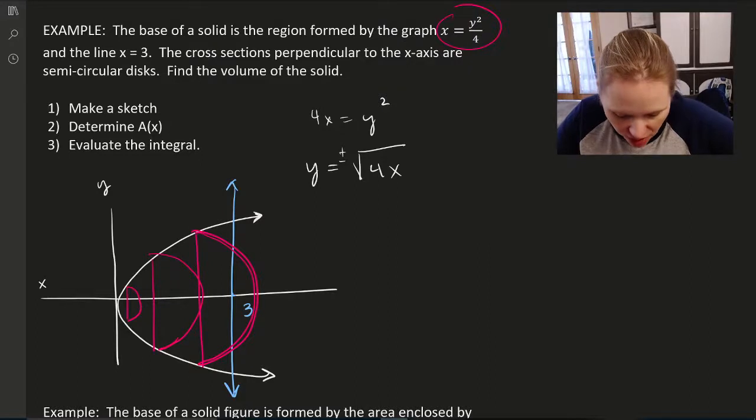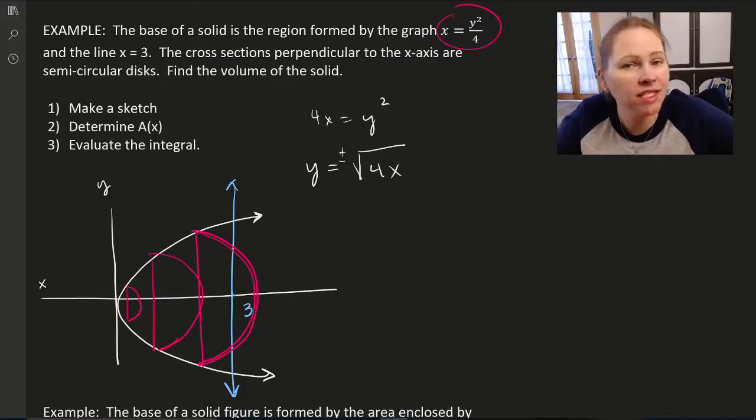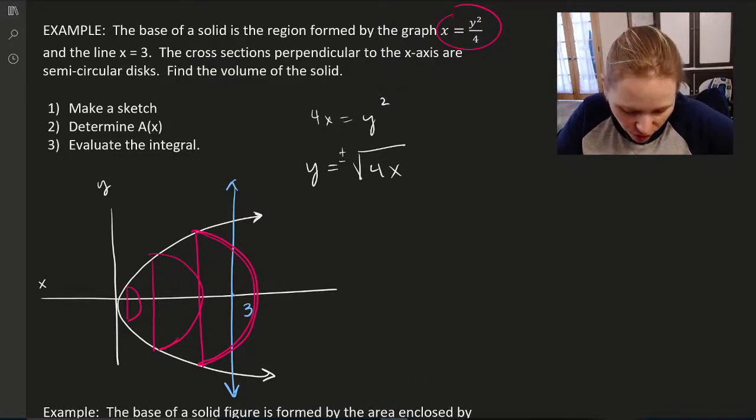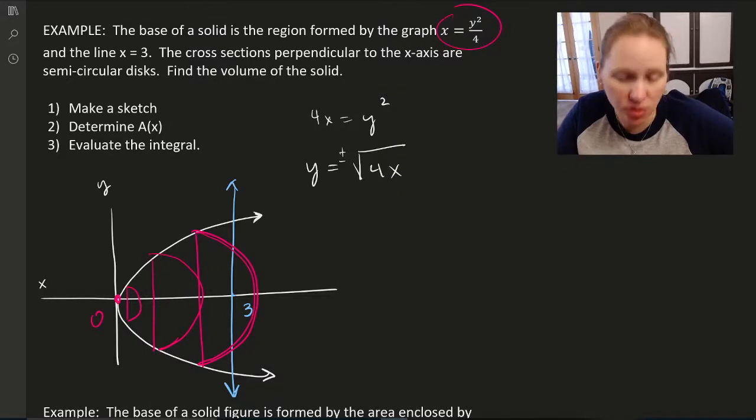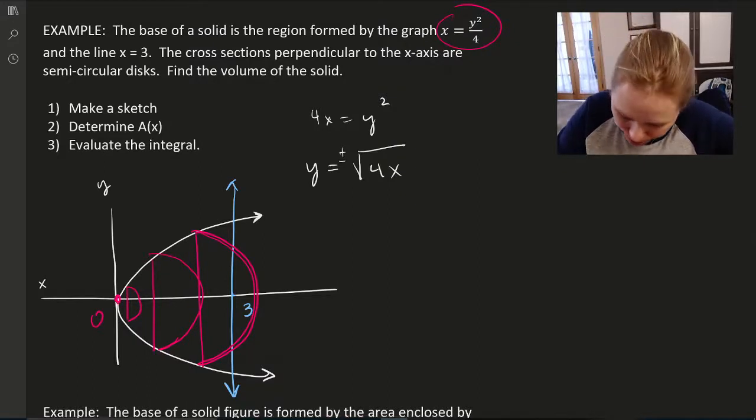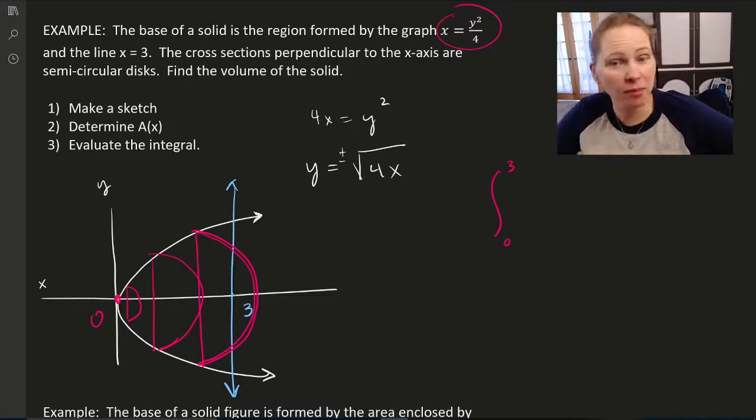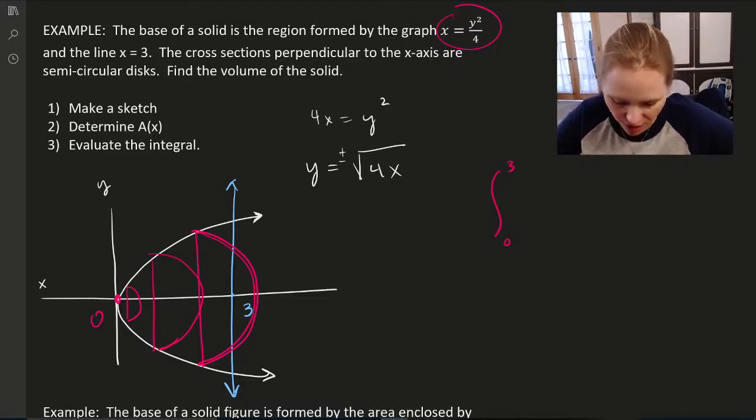So I know that I'm going to integrate from 0 to 3. So at least that much is clear to me because I want to go from here. This is 0. And I know it is 0 because this function has the point (0, 0) on it. So I already know that I can start setting up my integral from 0 to 3. So I've got that much down. So now I need my area function. So what is my area?